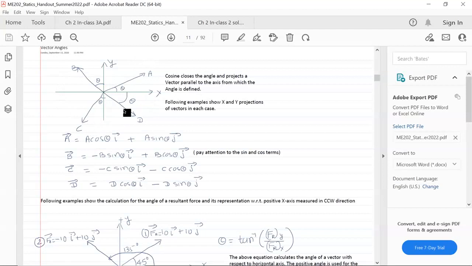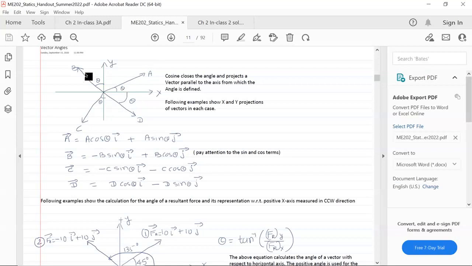In this example, there are 4 vectors A, B, C, and D, and each vector makes an angle theta with either x or y axis. So we need to find the projection of these vectors along x or y axis. For that, we need to apply sine or cosine components. Now cosine always closes the angle. If the angle is between vector A and x axis, when you write A cosine theta, that will give the projection of the vector on the x-axis. So this will give the x component.